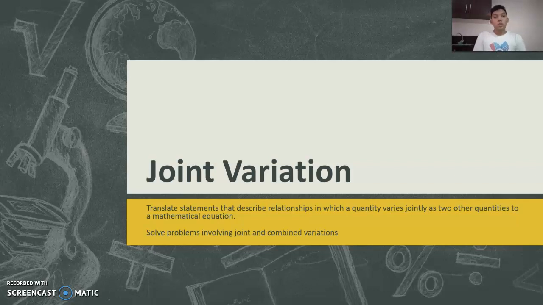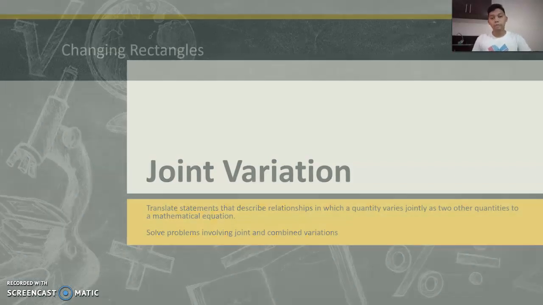In this video, we're going to discuss the next type of variation, which is joint variation. Here, we're going to translate and describe a relationship in which a quantity varies jointly as two other quantities or more, into a mathematical equation, and then solve situations or problems involving joint variations.